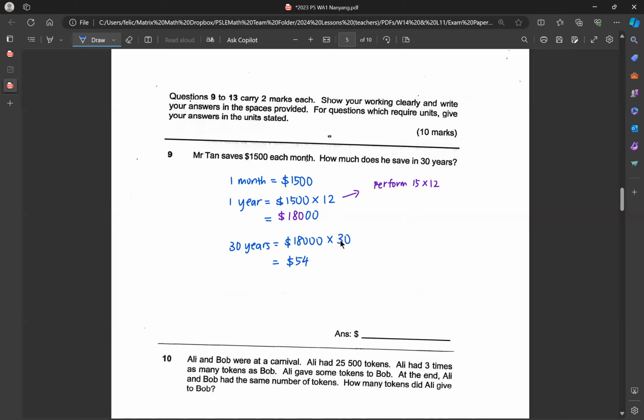How many zeros to put back? Just now we counted 4, right? 1, 2, 3, 4 zeros to put back. Simply add back the 4 zeros, and that would be your answer. So it will be $540,000.